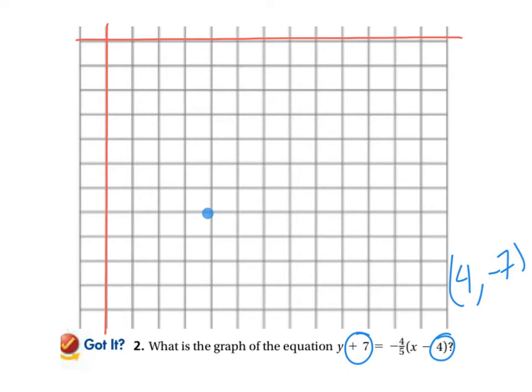Alright, oops, there we go. So 1, 2, 3, 4, 1, 2, 3, 4, 5. There we go. And then we just go ahead and play connect the dots. So grab another thing here. There we go.